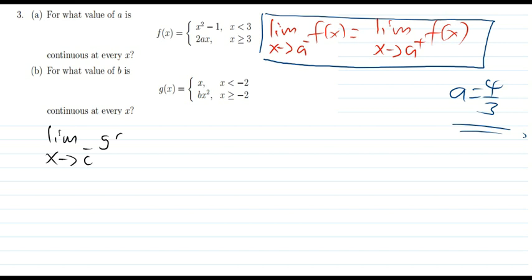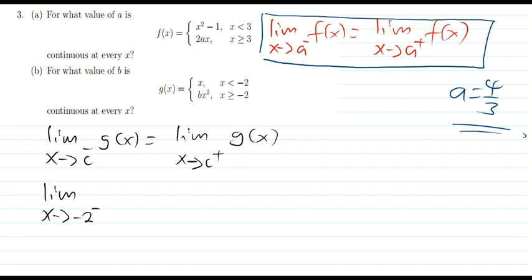So say g of c has to be equal to the limit as x is approaching c from the right side of g of x. Now I have the limit as x is approaching that number. Always I'm going to have the same number there. I just get that number. Now from the left side, negative 2 from the left side, the one which is saying less than is just x. It has to be equal to the limit as x is approaching negative 2 from the right side. The one which is saying greater than is b x squared.